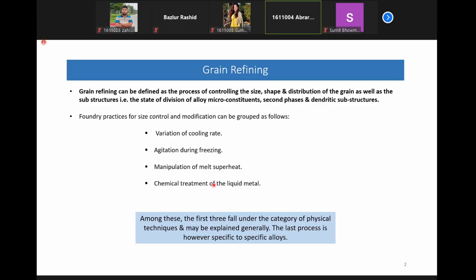For the scope of this presentation, we will specifically be analyzing chemical treatment with respect to aluminum alloys and cast iron. Another thing to mention is that the terms grain refiner and inoculant are sometimes used interchangeably in the community, but to avoid confusion, we will use the term grain refiner to specify refinement done in non-ferrous materials like aluminum, and inoculant will be specifically used for graphitization of cast iron. So anyway, let's get started with the physical techniques first.